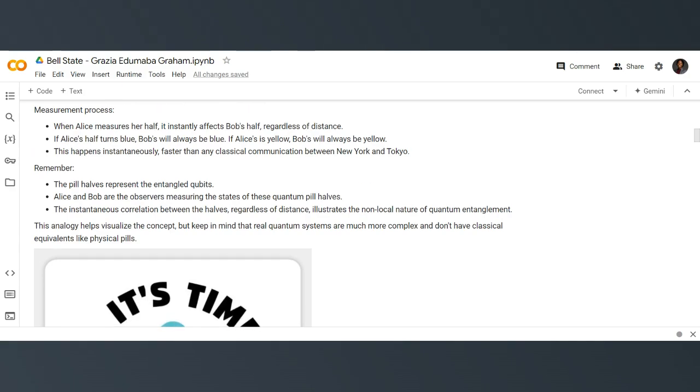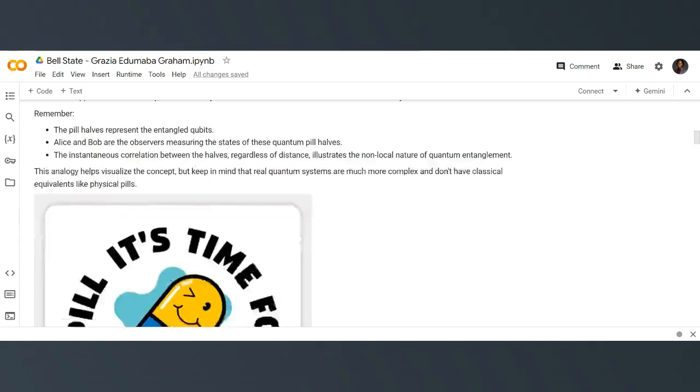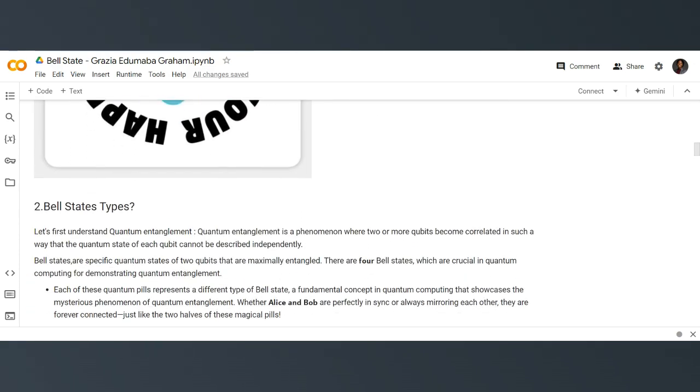Let's remember that the pill halves represent the entangled qubits. Alice and Bob are the observers measuring the states of these quantum pill halves. The instantaneous correlation between the halves, regardless of distance, illustrates the non-local nature of quantum entanglement. So this is an analogy.